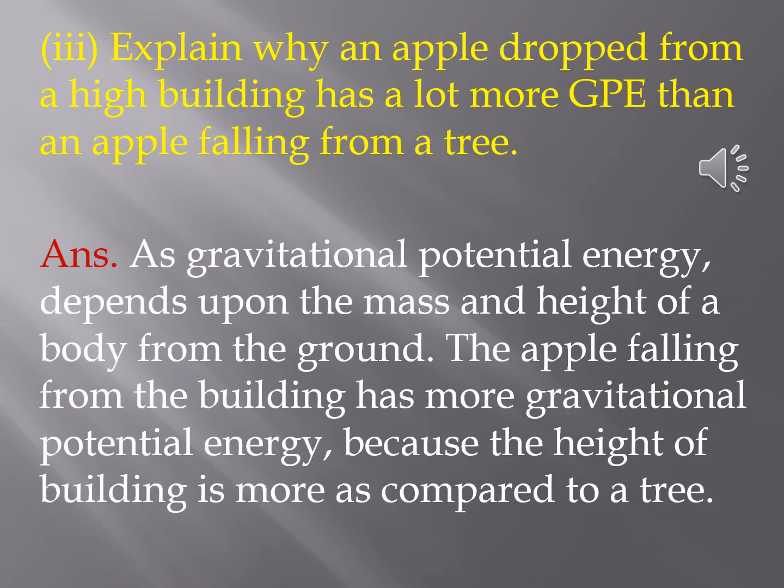Part 3. Explain why an apple dropped from a high building has a lot more gravitational potential energy than an apple falling from a tree. Its answer is, as gravitational potential energy depends upon the mass and height of a body from the ground, the apple falling from the building has more gravitational potential energy, because the height of the building is more as compared to a tree.